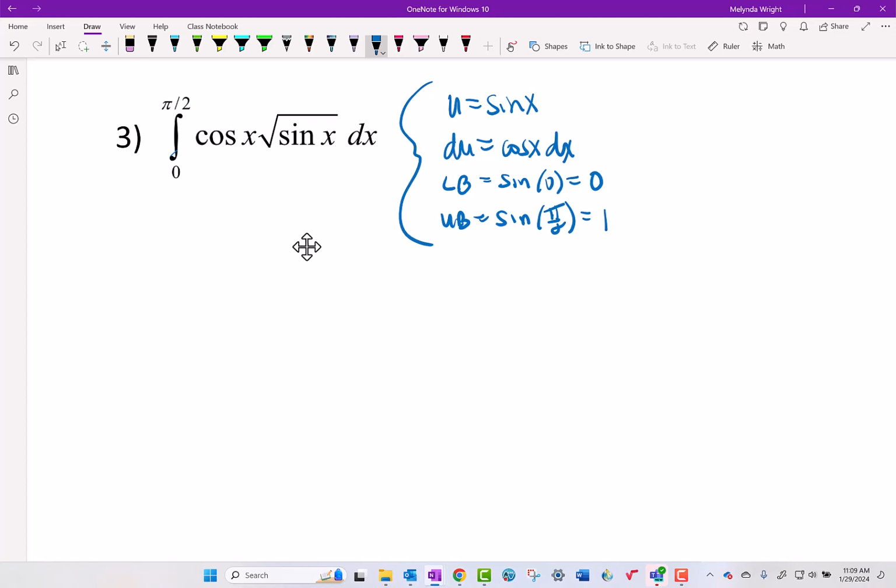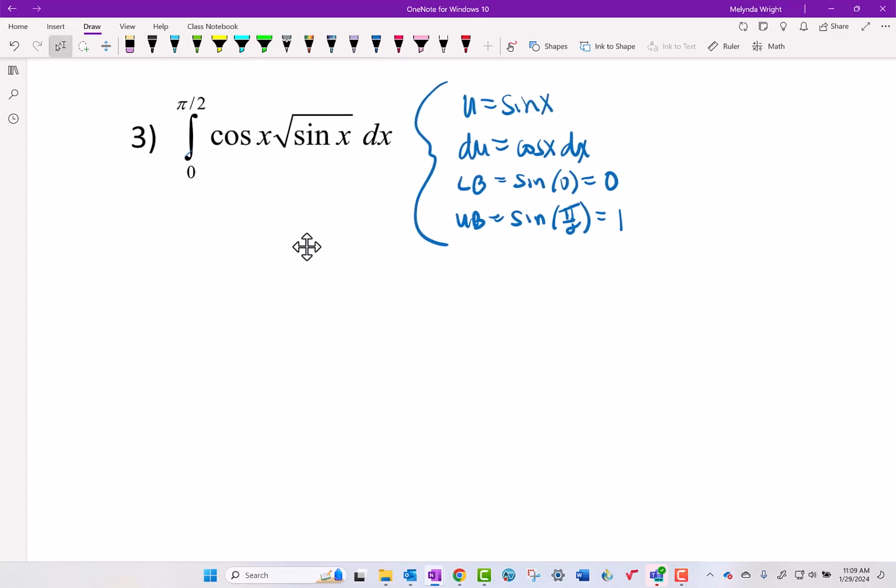Right, this is all my work for going into u and getting rid of the x's. Okay, are we okay with that? All right, so let's change our bounds. Our bounds are now from 0 to 1. And cosine is gone because this part right here, cosine x dx, turned into just du. So I've got the integral of the square root of u du. That's what I got. Which looks way easier to integrate, right? Don't y'all agree? That's way easier to integrate than what we had.